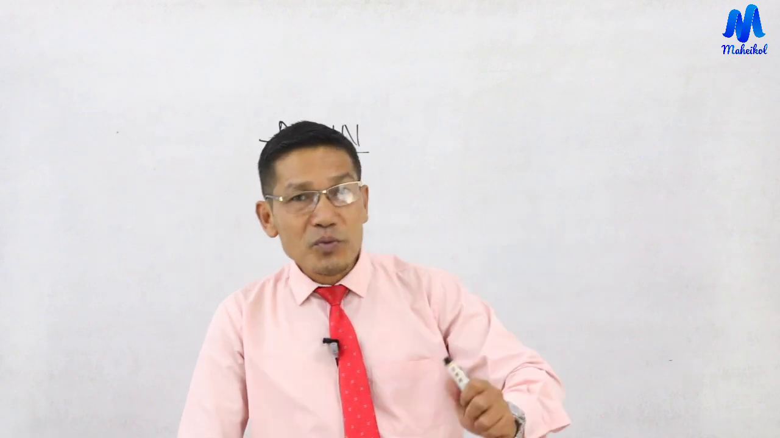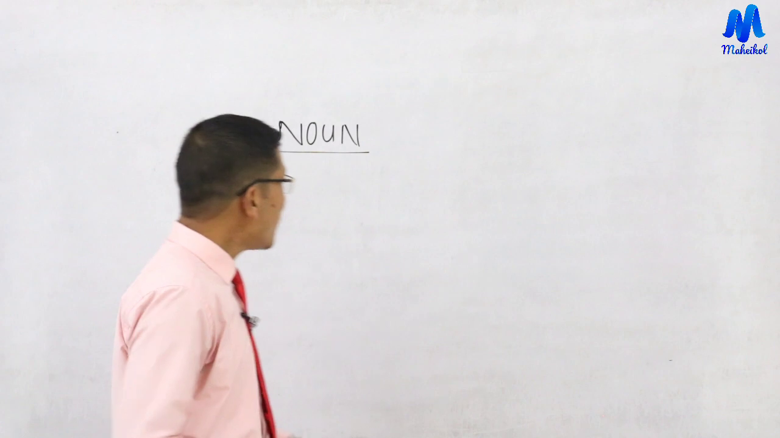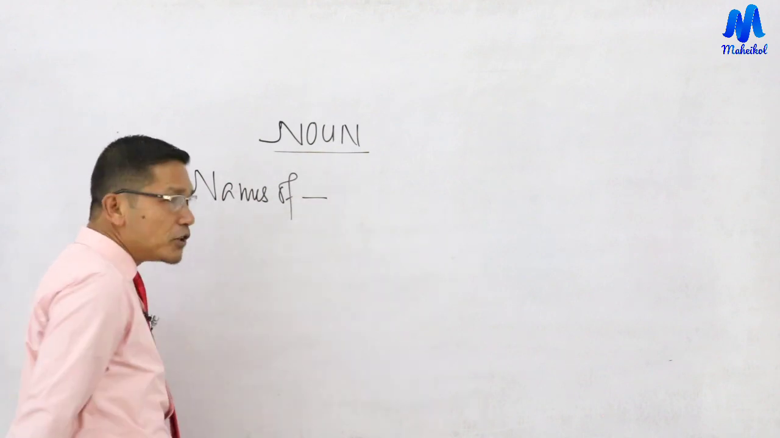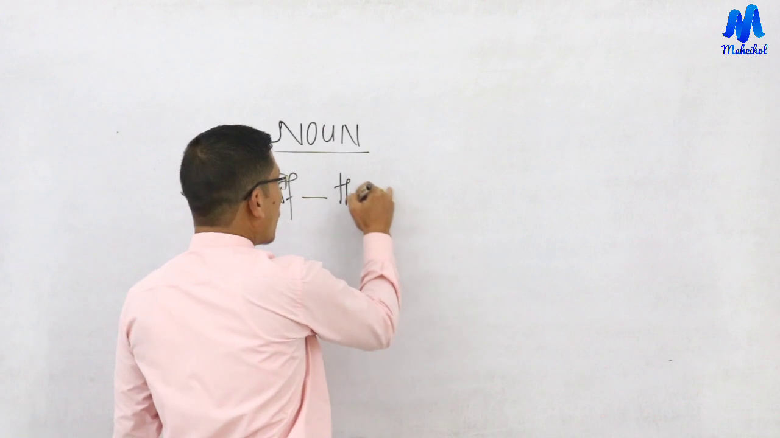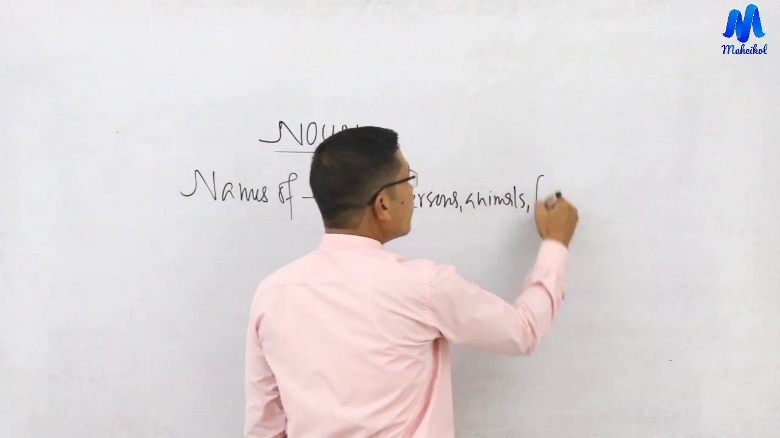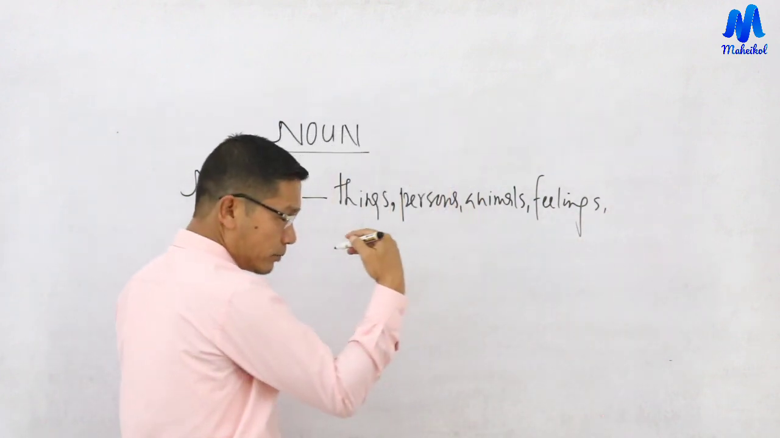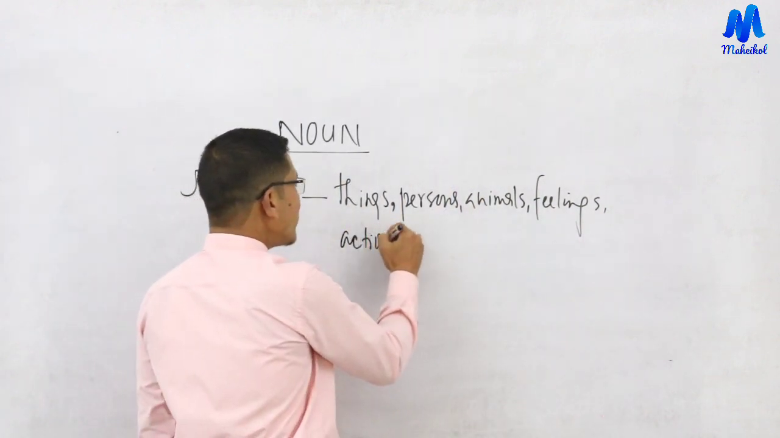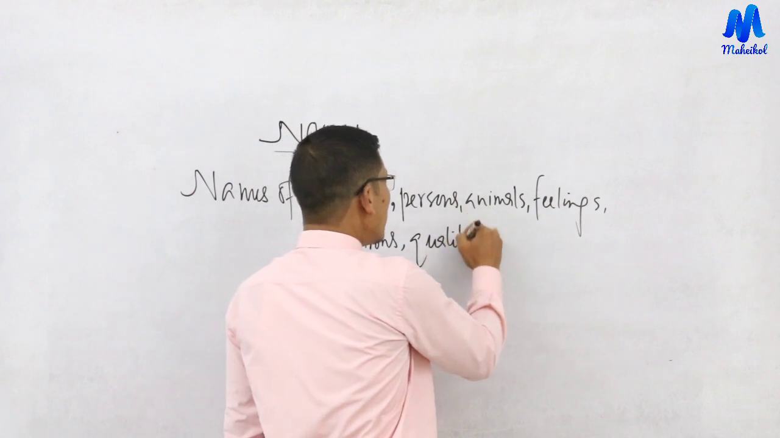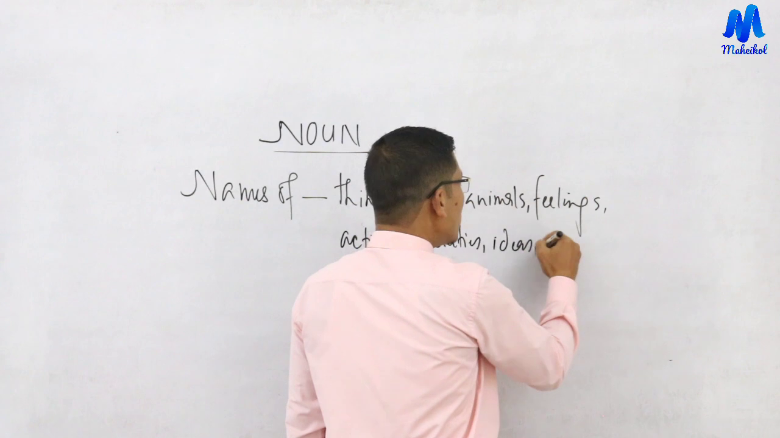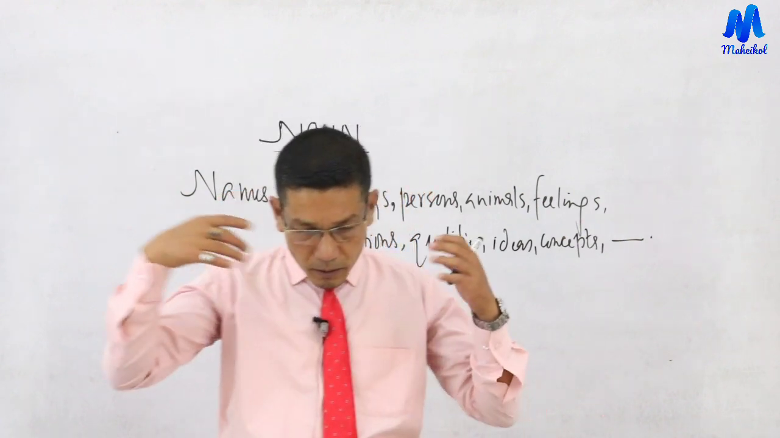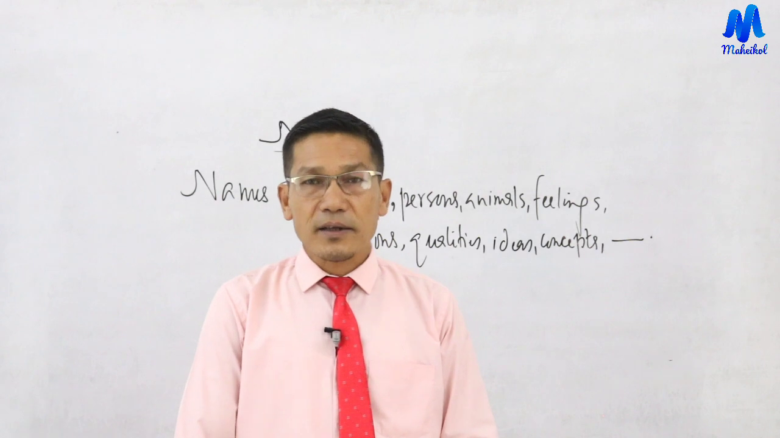Among the parts of speech of English grammar, the noun is a very important topic. Nouns are names: names of things, persons, animals, feelings, actions, qualities. And then ideas, concepts, and many different kinds of things, feelings, actions, ideas, concepts, they all have names.